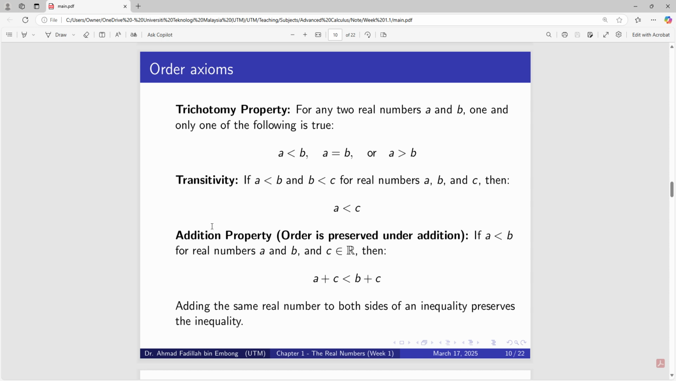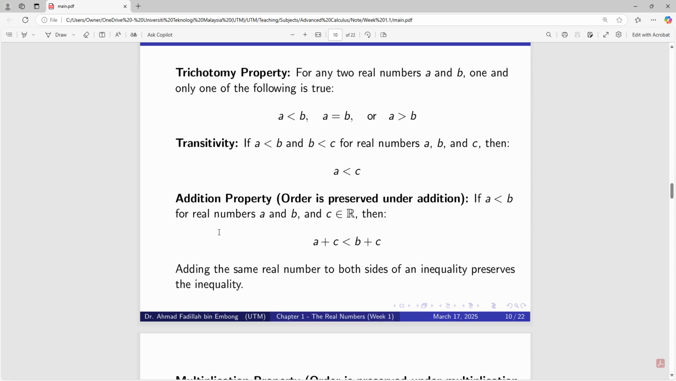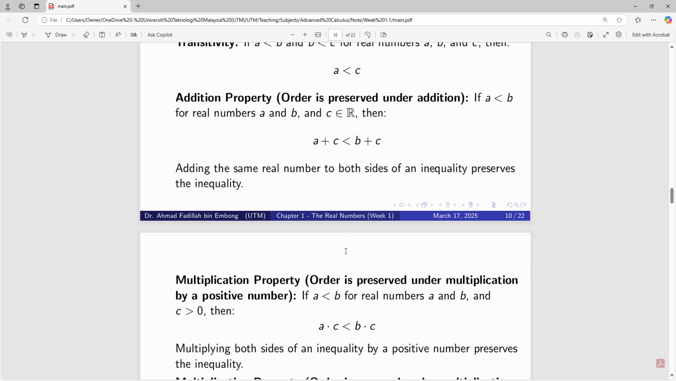So the next one is the addition property. It means that if we have A less than B, so this is what we have on our hand, A less than B, we are going to add a number C to both sides. So we are adding A plus C and B plus C. Therefore, the inequality will hold like that.